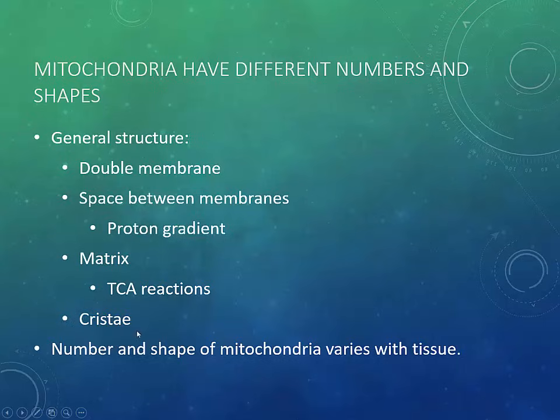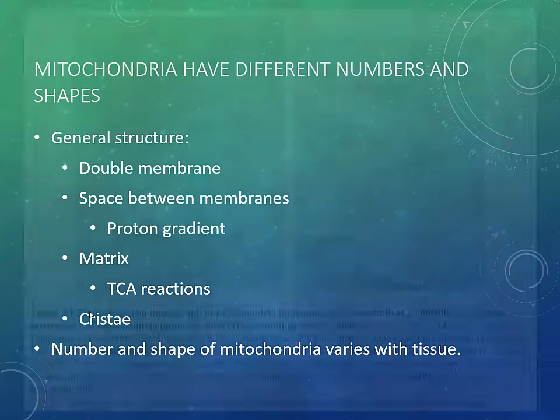Then we have these other structures called cristae, and these are inward folds of the inner membrane that increase the surface area of the inner membrane. And this is kind of what gives mitochondria their signature appearance.